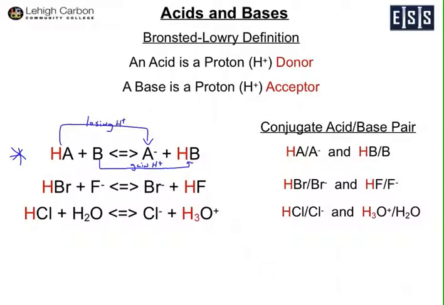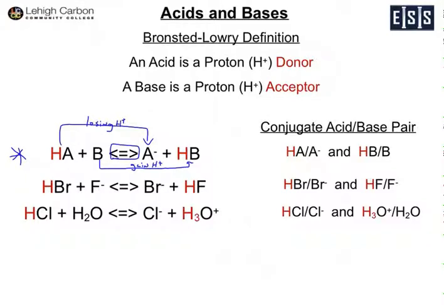Another concept they introduce is conjugate acid-base pairs, and it's essentially what I show here in the arrows. The first pair I showed was HA and A minus. One of the reasons they call this a pair is the double arrow in the middle. These reactions are reversible, forward and backwards.